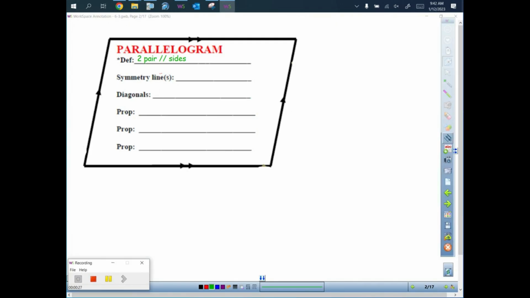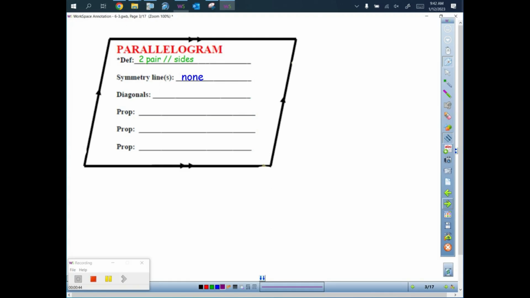Symmetry line-wise, let's see. Do you feel that, like right here, this would be a symmetry line of the parallelogram? Is everything on the left side exactly the same as everything on the right side? Probably not. And if I went like this way, do you feel that that is a symmetry line? Any of those symmetry lines? Nope. The fact of the matter is that a parallelogram does not have any symmetry lines.